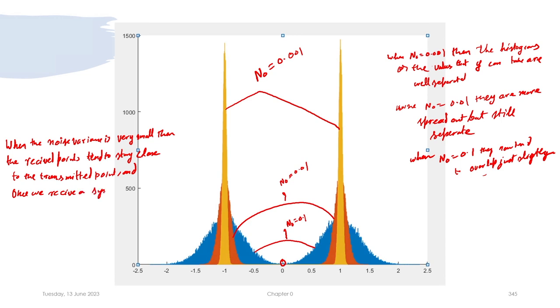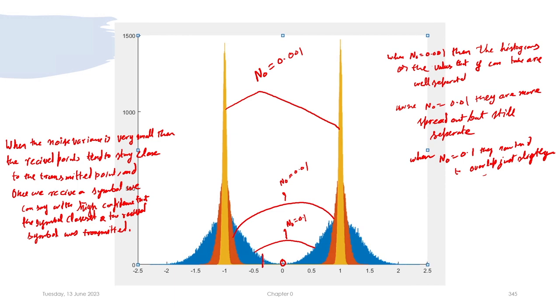Once we receive a symbol, we can say with high confidence, not doubt. Obviously the opposite of doubt is confidence. So with high confidence, the symbol closest to the received symbol was transmitted. We can say this with a fair amount of certainty.